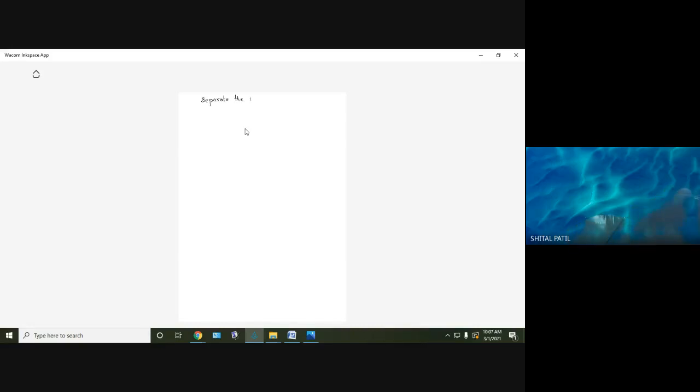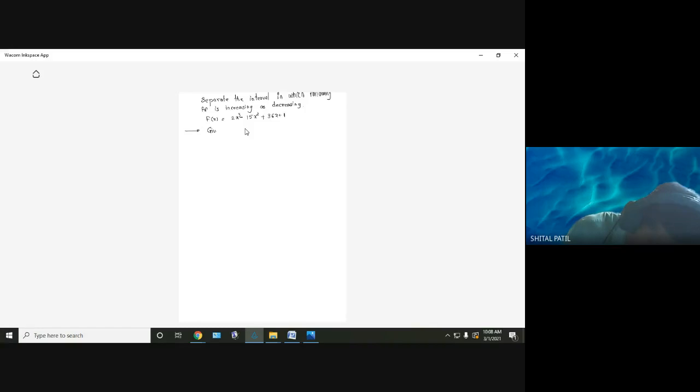Separate the interval in which the following function is increasing or decreasing: 2x cube minus 15x square plus 36x plus 1. So done. Solution.